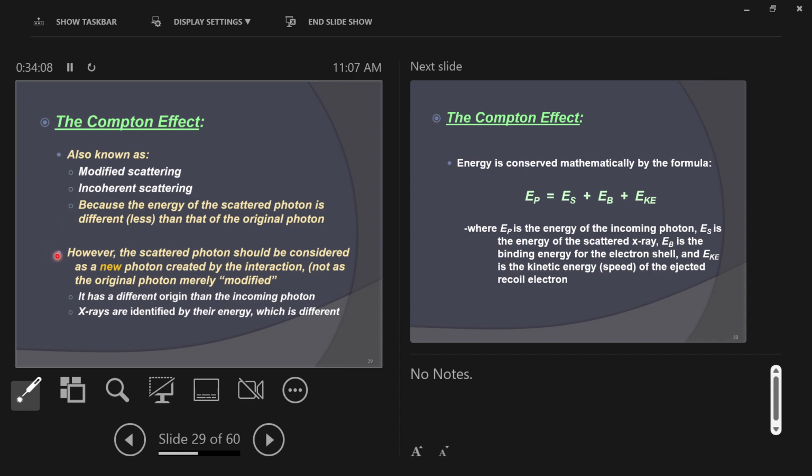Anytime you see an outgoing photon that's traveling in a different direction and or has less energy than the original, it's a new photon. No matter what, okay? Different direction and or different energy. It means it's a new photon. We define them by the direction they travel in and the energy that they have. Different origin than the incoming photon. X-rays are identified by their energy as well as direction.